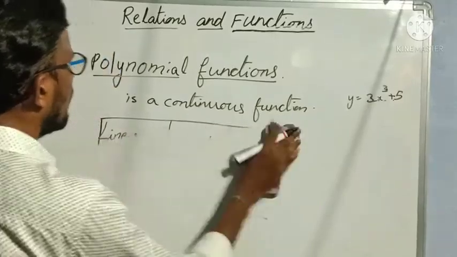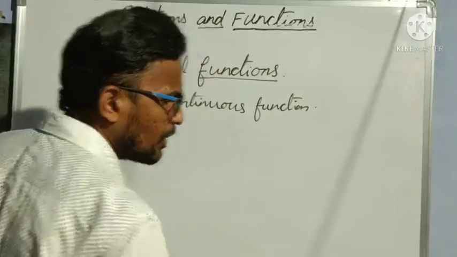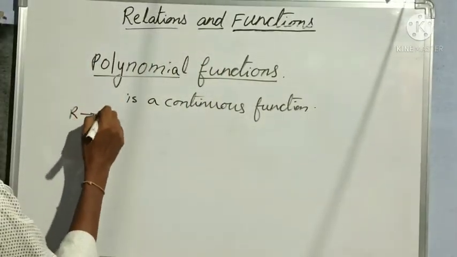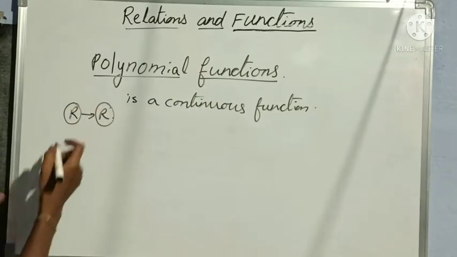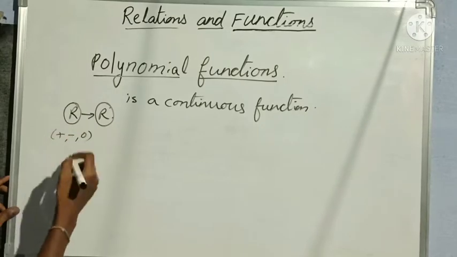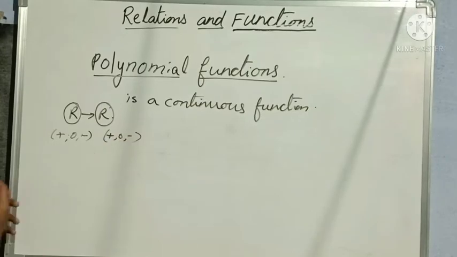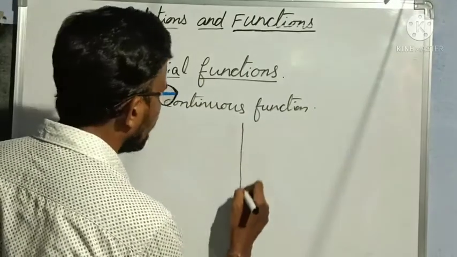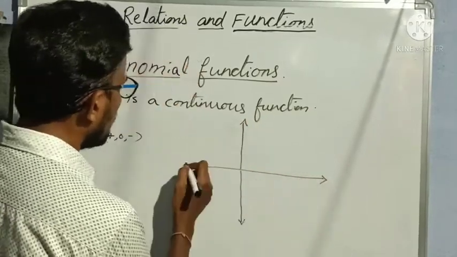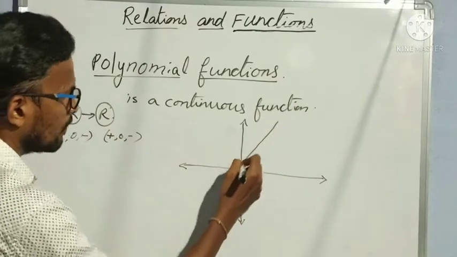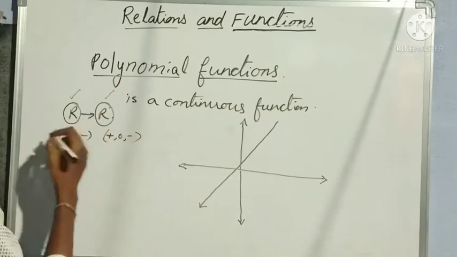Already we have discussed domain, codomain and range of these functions. Every function will be from R to R, meaning from real numbers to real numbers. Real numbers contain positive values, negative values, including 0, meaning plus, 0 and minus. But is the range of every function the same? Let us see. Suppose let us consider a linear polynomial first, a straight line. Anyhow, domain is R and codomain is also R.